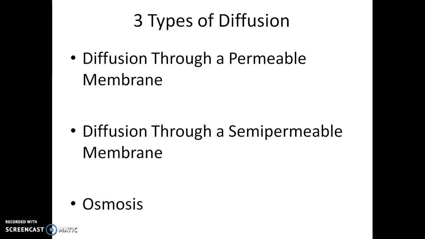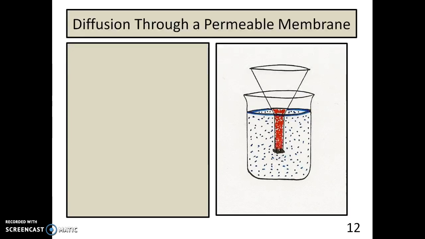Okay. So there are three types of diffusion that we're going to talk about. We got diffusion through a permeable membrane, and permeable means it lets everything through. Diffusion through a semi-permeable membrane, which means it lets some things through but not everything. And then osmosis. Osmosis is one of your vocab words, and osmosis deals specifically with water. Okay. So here's our first one.